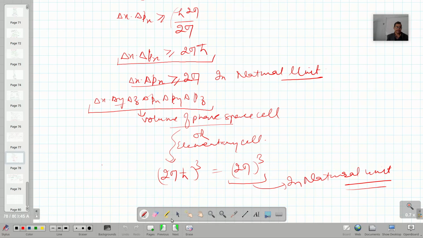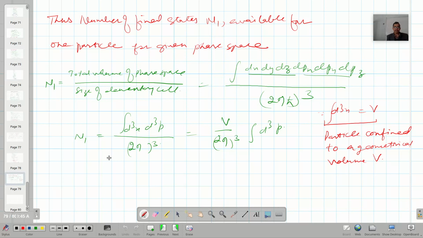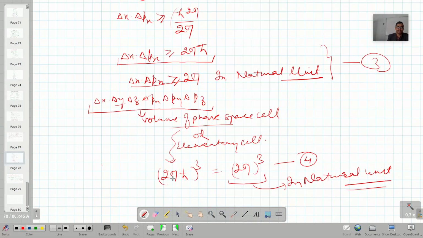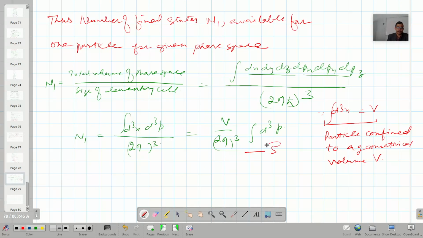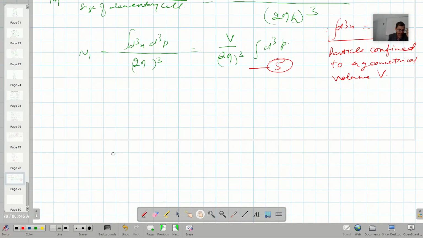So here this is equation number 3, and let me call this equation number 4, and this is equation number 5. So this is n1. So let us now define the density in phase space.